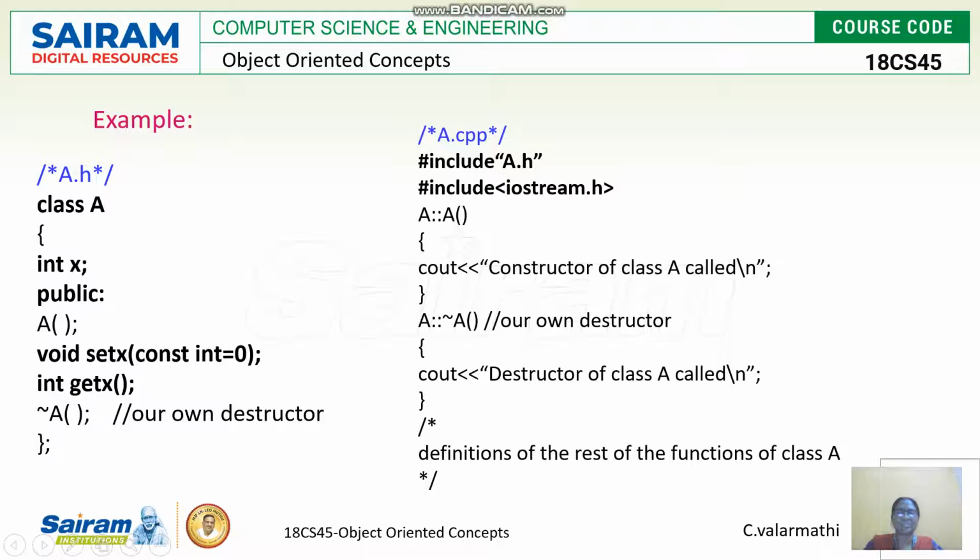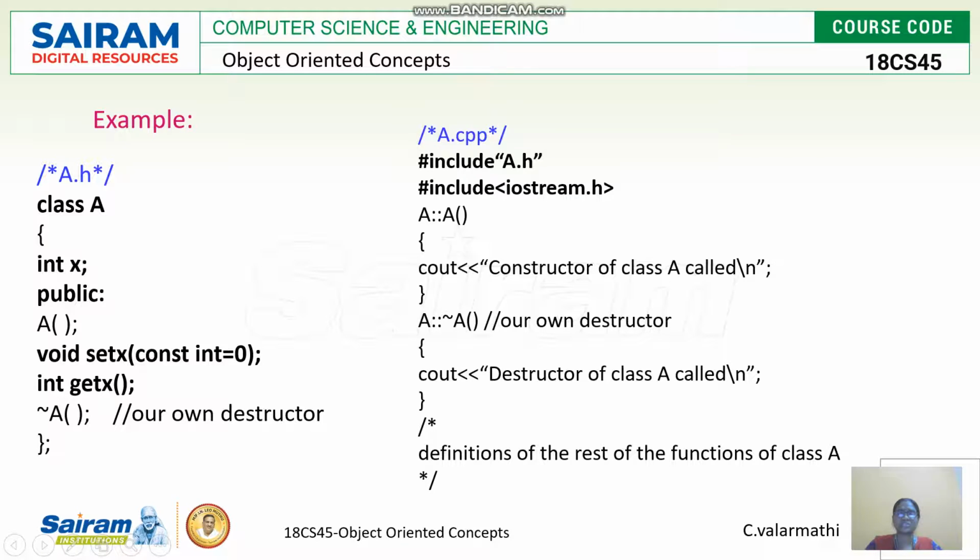One more example: class A has int x, and in public the constructor is defined. It has two member functions, set x and get x. After that, the tilde symbol, our own destructor, is defined. These definitions are made in the a.h header file. When we include that header file, the constructor definition prints a simple message: constructor of class A is called. The destructor definition prints another simple message: destructor of class A is called.